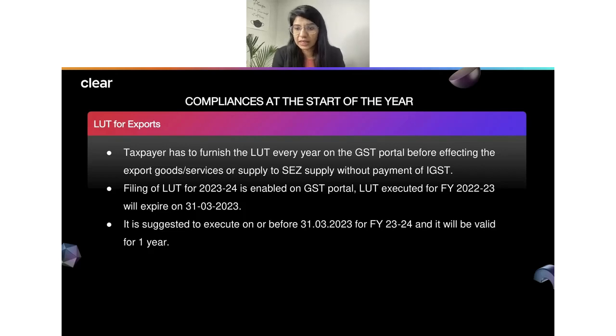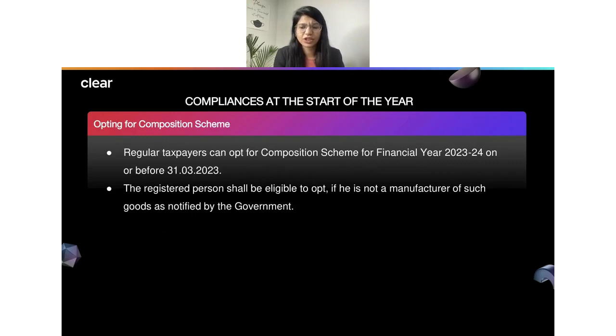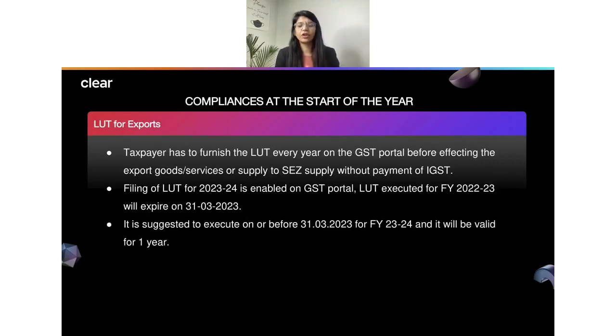So this was another important point which we should understand. I think there's a question from Sashi who's asking what is LUT? It's a Letter of Undertaking where you just have to give two witness details and tell the government that yes, I'm actually doing the export and I will be getting all that foreign currency and everything. So that is what we have to do.